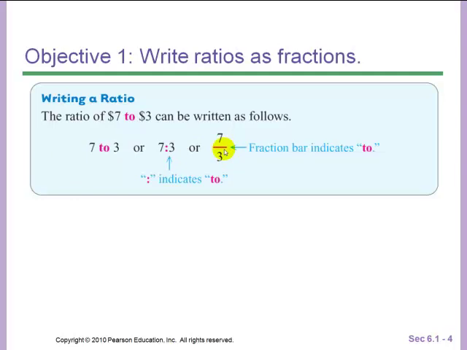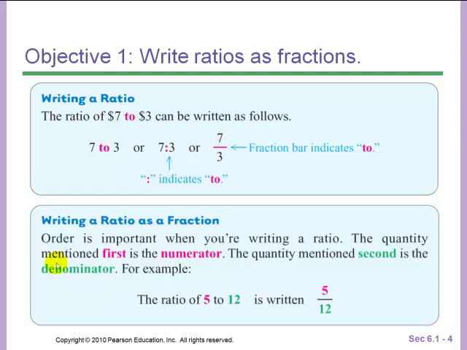Since we're a math class and we're going to be doing some math with these ratios, we're going to prefer the fraction. We cannot do math with words or a colon. So we will always write our ratios as a fraction, 7/3 in this case. Be very careful though. Fractions, the numerator and denominator mean different things, so order is very important when you're writing a ratio as a fraction.